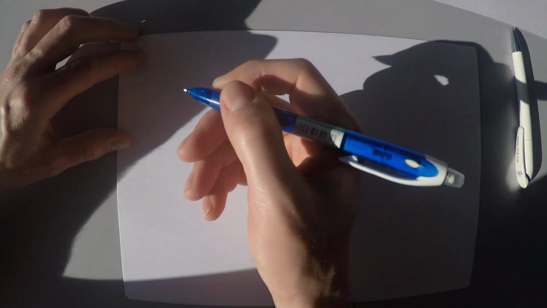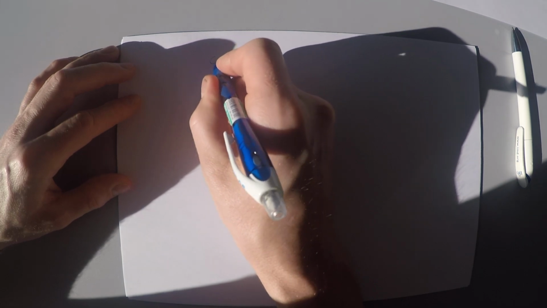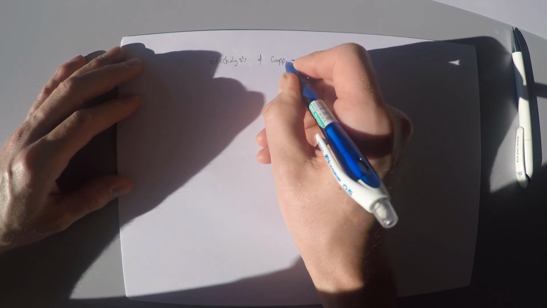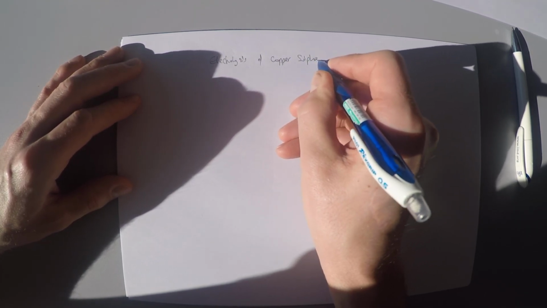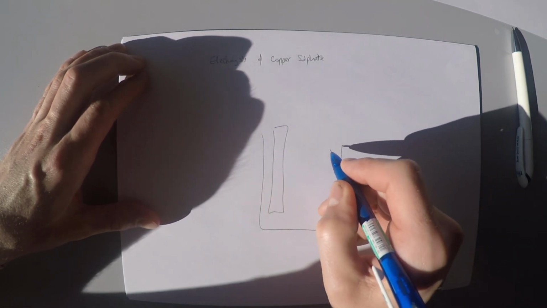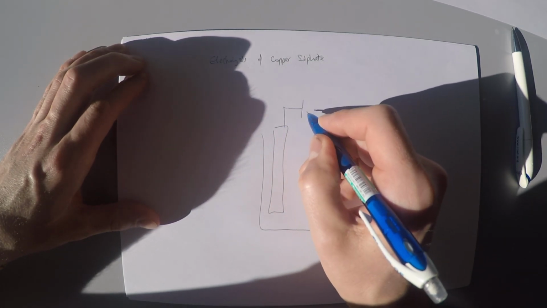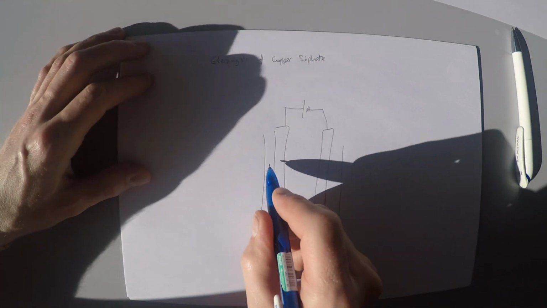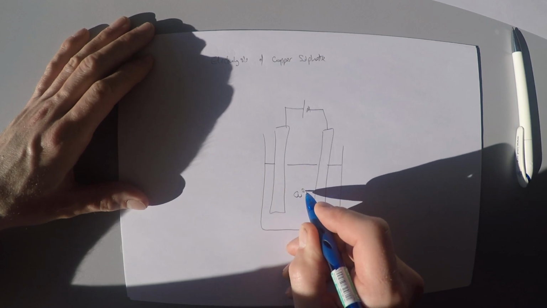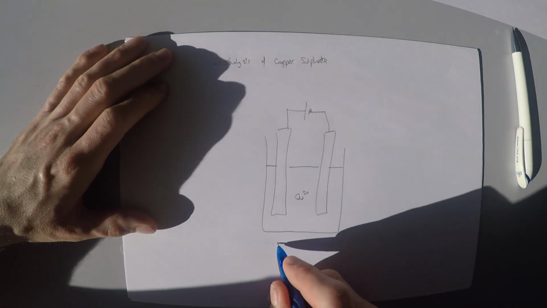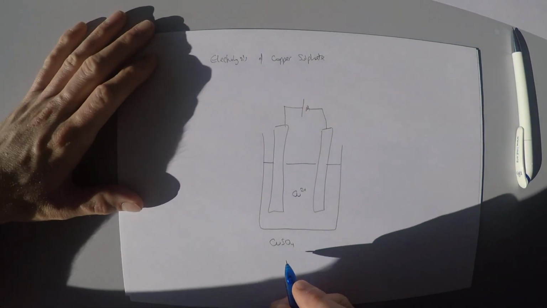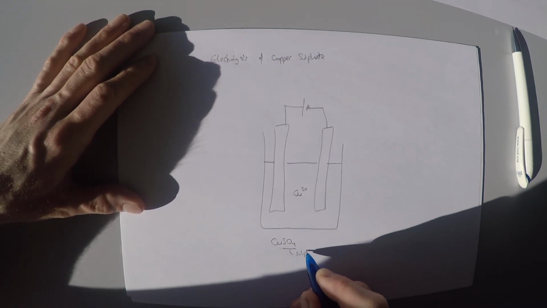The electrolysis of copper sulphate is slightly different. The setup is exactly the same. We have our cell with two electrodes joined by a power supply with an electrolyte solution, which in this case contains copper sulphate, which has copper 2+ ions in it. We're not too worried about the sulphate ions. The sulphate ions are spectator ions in this reaction.